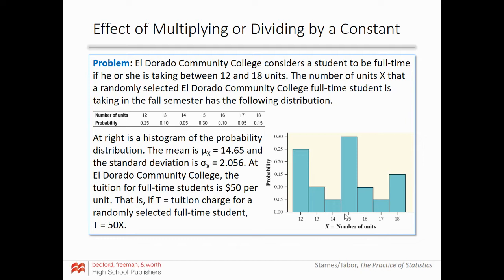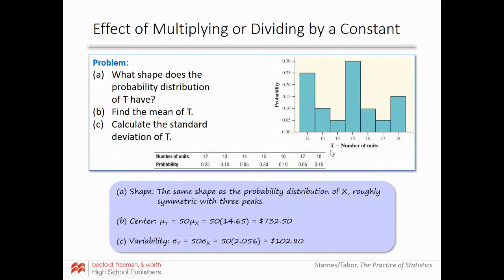The tuition for full-time students is $50 per unit. That is, the tuition charged for a randomly selected full-time student is 50 times X. So these are the number of units. Now we're trying to figure out how much the cost is. That T is the cost of tuition. So I'm going to multiply each of them by 50. The shape does not change, right? The shape stays the same. The mean does get multiplied by 50. So I do 50 times the previous mean to get $732.50. And then the variability does also change. It also does get multiplied by 50, right?